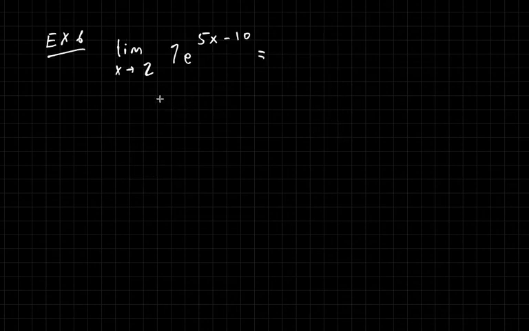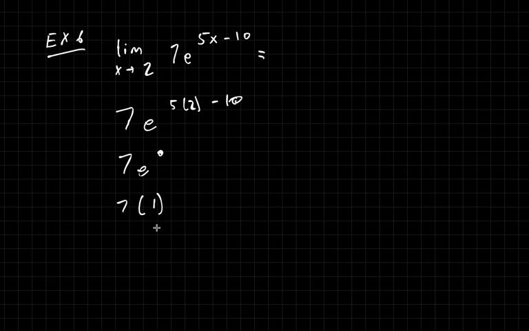Okay, one last example. It's still the exact same strategy. You're plugging in this x equals 2. So 7e to the 5 times 2 minus 10. So 5 times 2 is 10, and 10 minus 10 is 0. So 7e to the 0, right? E to the 0 is 1 because anything to the 0 is 1. So 7 times 1, which is 7. And our answer is 7.